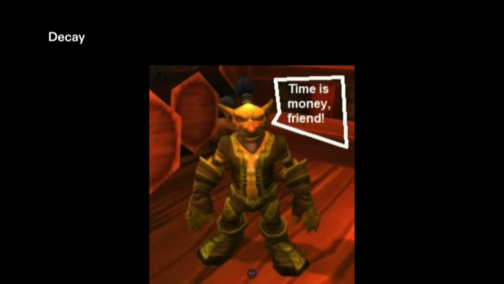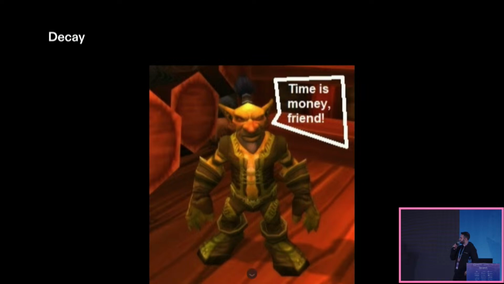And this concept of decay becomes very, very important. Some of you might recognize this character, which is a goblin banker from World of Warcraft. And the famous quote is that time is money, friend, right? So in the case of pre-confirmations, time is actually money. The amount you bid has to do with the time that you bid it at, and it decays in real time such that all providers are incented in real time to commit to your transaction.